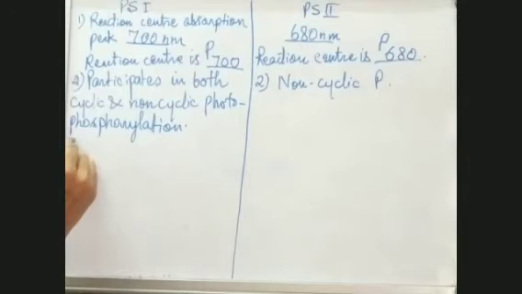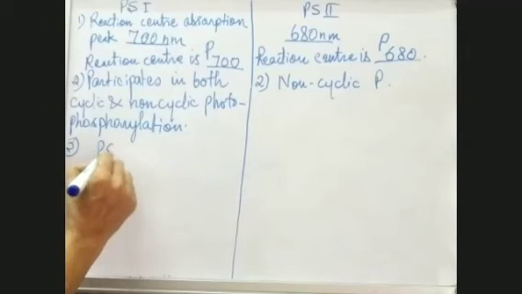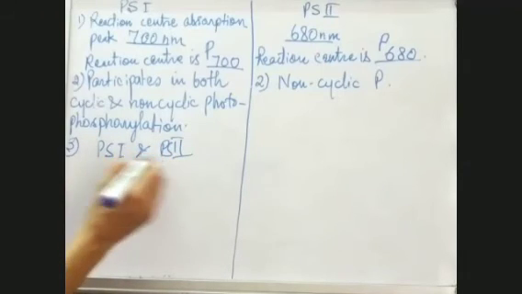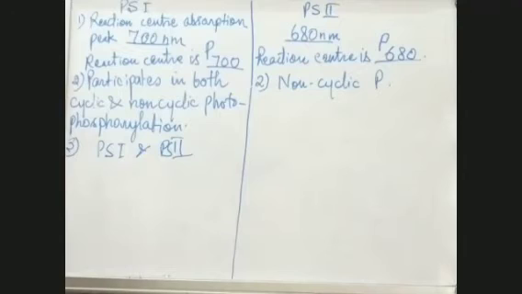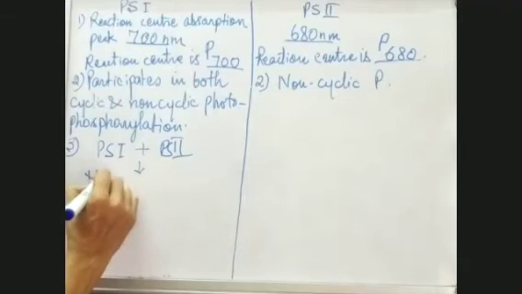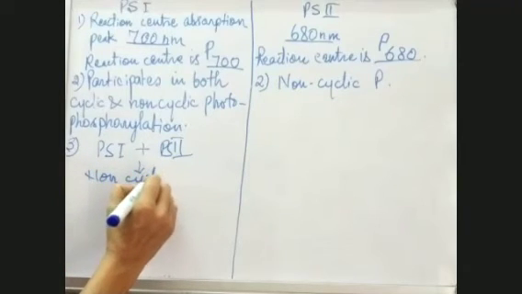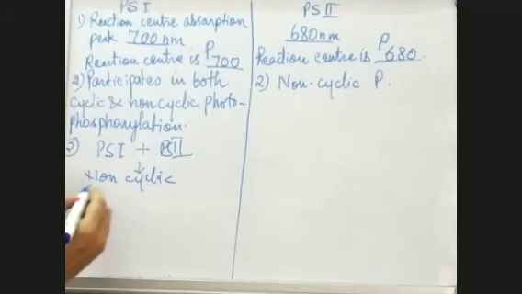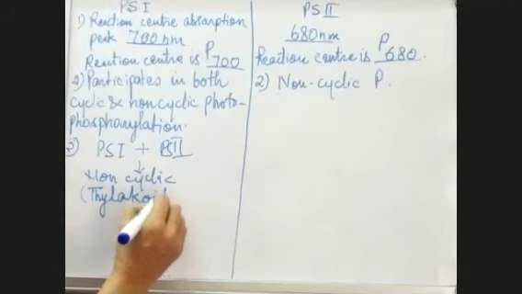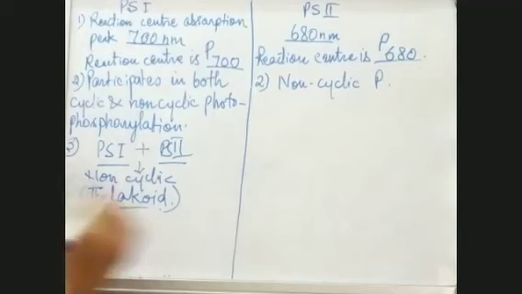So the third point, I think you are able to understand, or shall I repeat it? I'll repeat it. See, PS1 and PS2, this is to make you understand. Together they participate in non-cyclic. And where does this non-cyclic function? It takes place at thylakoid. That means PS1 and PS2 will be present at thylakoid.